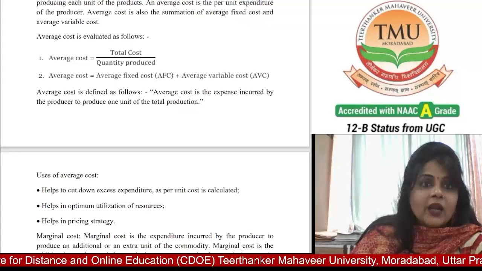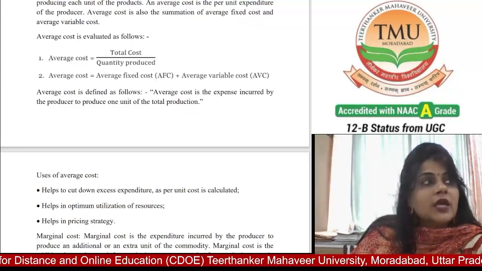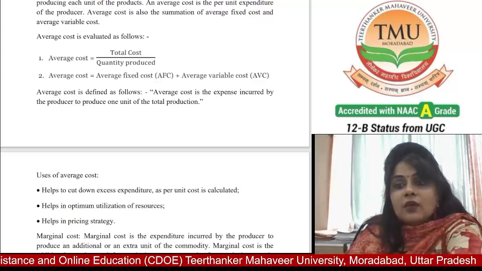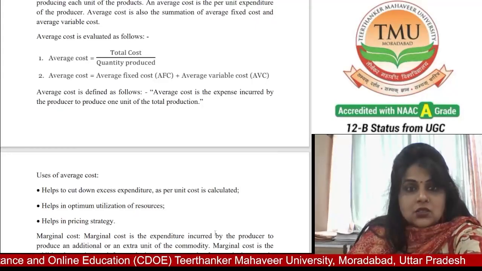So I think you well understood what the average cost is and what the uses of this cost are. Now we discuss the marginal cost.